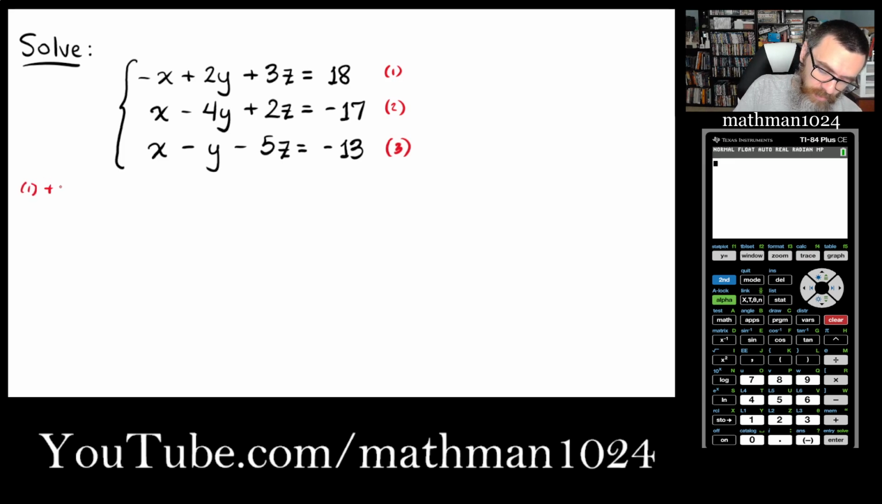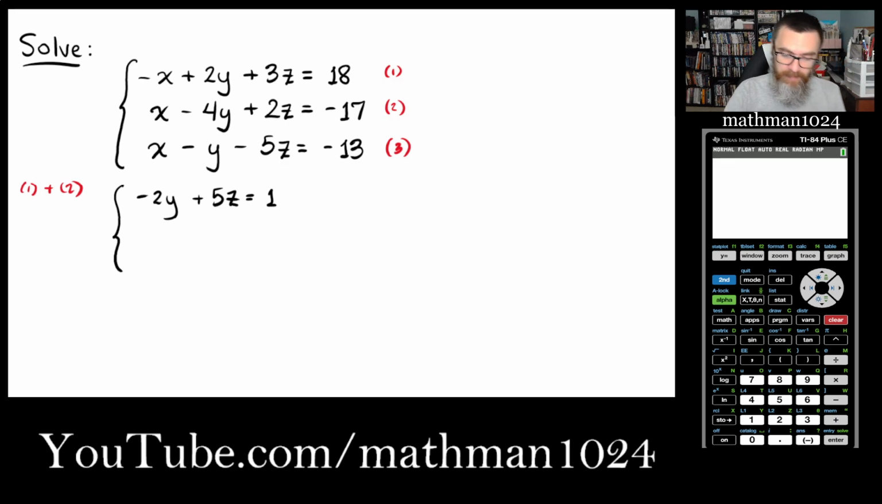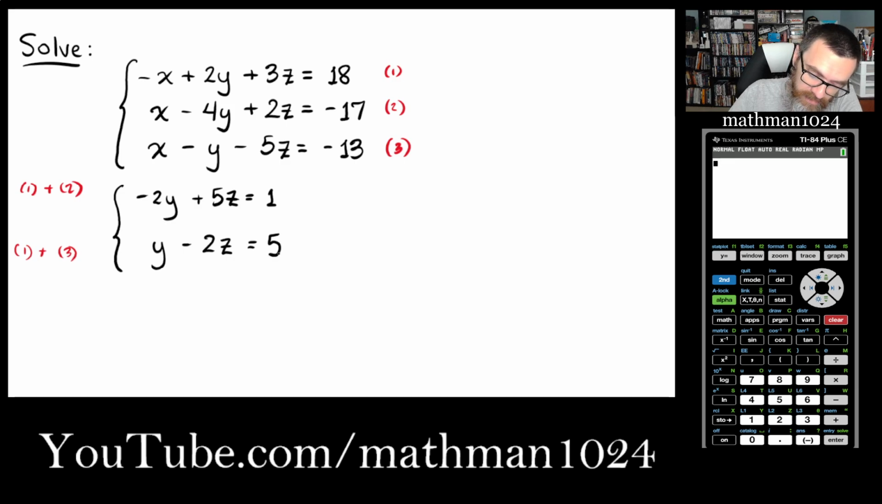If I do equation 1 plus equation 2, so the x's go away, I would have negative 2y, 3z and 2z is 5z, 18 minus 17 is 1. And then if we combine equation 1 with equation 3, negative x plus x is 0, 2y minus y is just y, cool. 3z minus 5z is negative 2z, 18 minus 13 is 5. All right, seems simple enough.